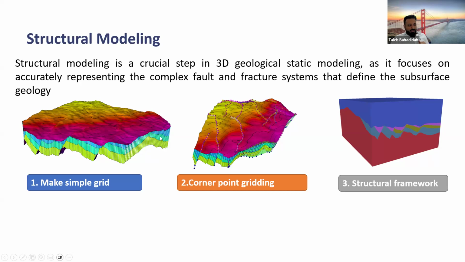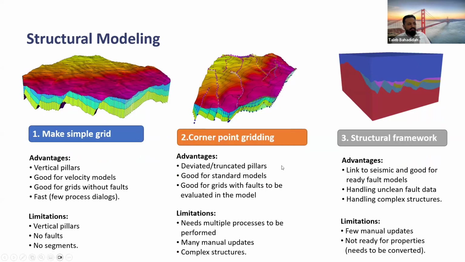Now, in the next slide, you can see that we have the advantages and disadvantages of each method. The simple grid is simple, as from its name. It is good for a velocity model. It is easy and fast, and has few process steps. So it is a very simple advantage. However, it has some limitations, as you can see here. Mainly they use vertical pillars, with no faults and no segments. So if you have a layer cake model or reservoir, if you don't have faults, you just go ahead with the simple gridding.